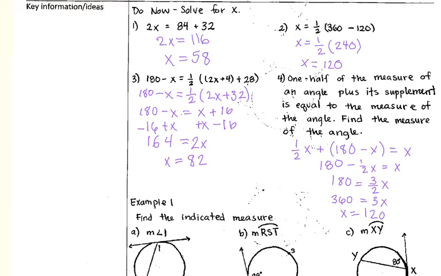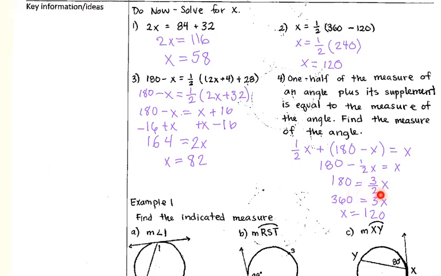For number 4, 1/2 of the measure of an angle, I'm going to call it x, plus its supplement, which would be 180 minus the angle, so 180 minus x, is equal to the measure of the angle, which is x. If we combine like terms, we combine the 1/2 minus the x, we will have negative 1/2 x. So it's 180 minus 1/2 x equals x.